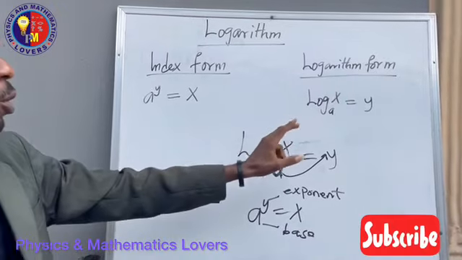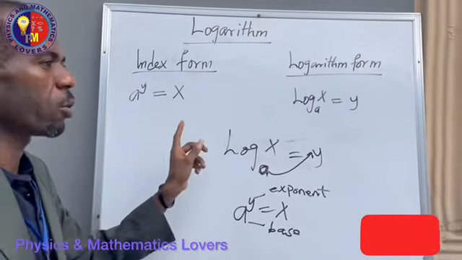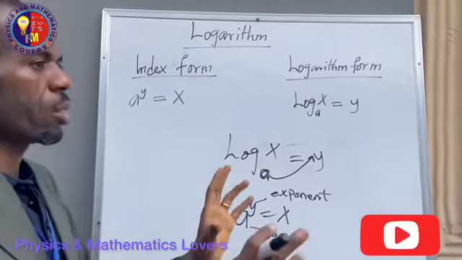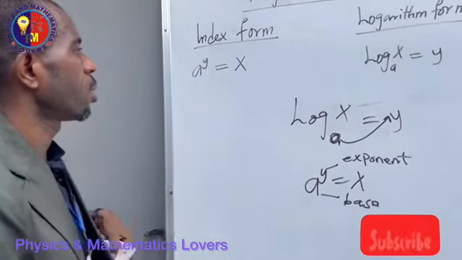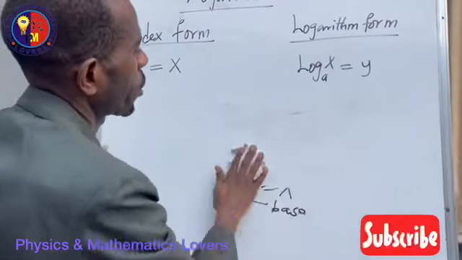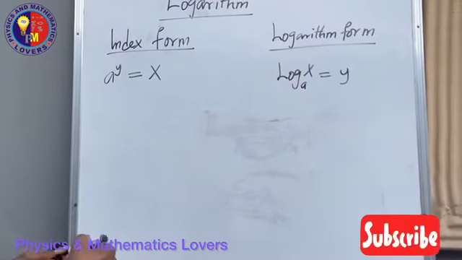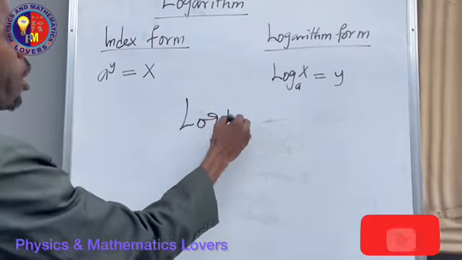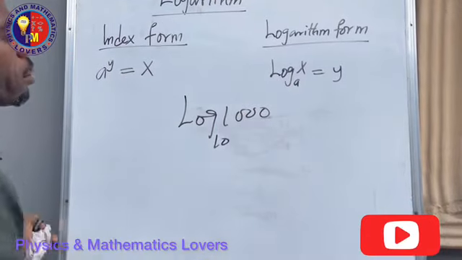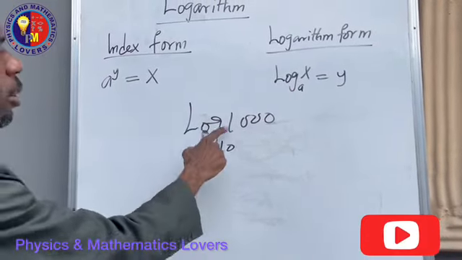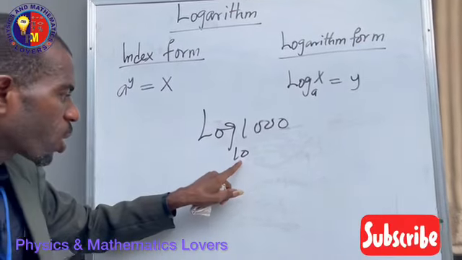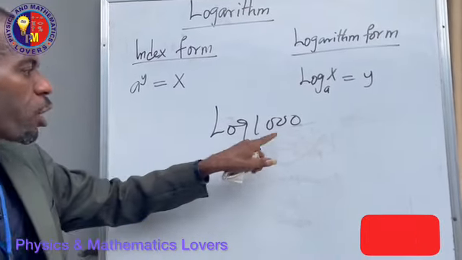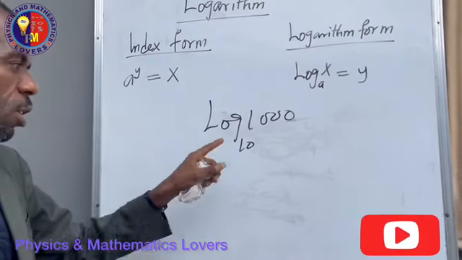So for you to understand logarithm, you must understand indices. The knowledge you gain from indices will help you to evaluate logarithm. So now, if I say, for example, log 1000 to base 10, what is the value of this log 1000 to base 10? It means what value must this 10 be raised to give me 1000? That is what this logarithm is talking about.